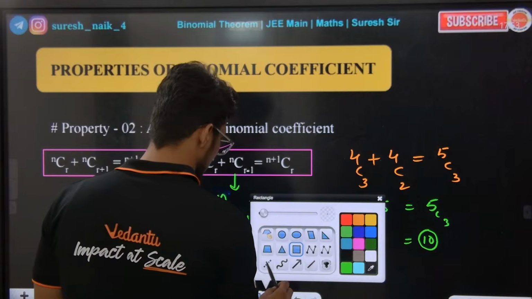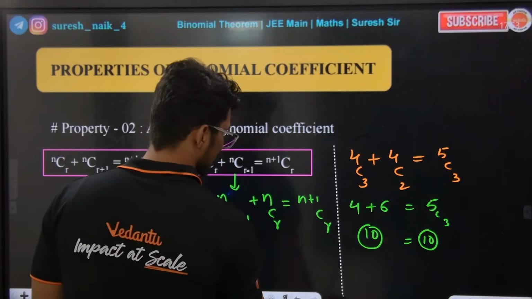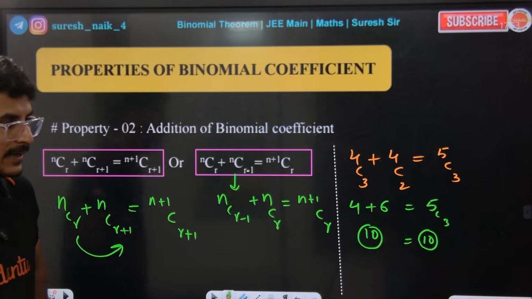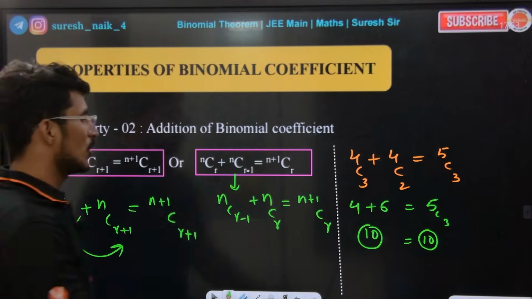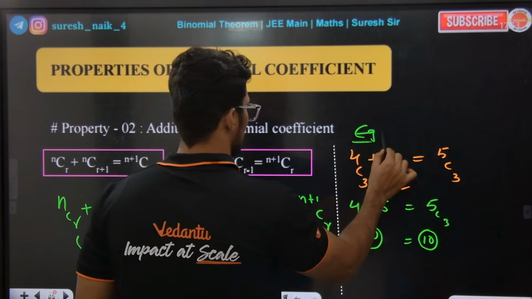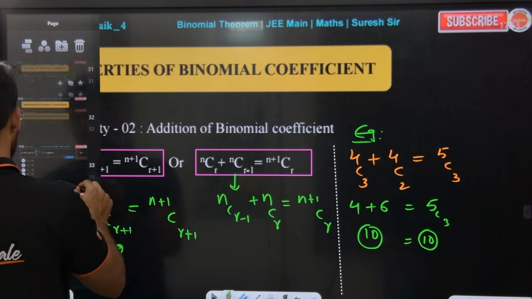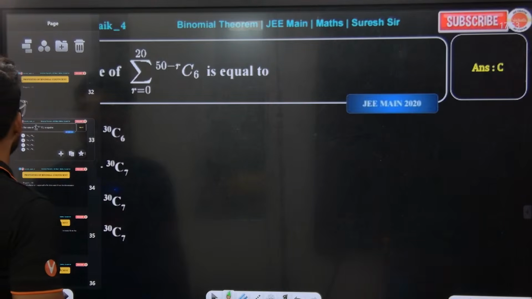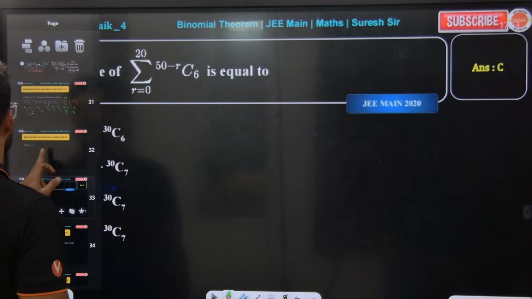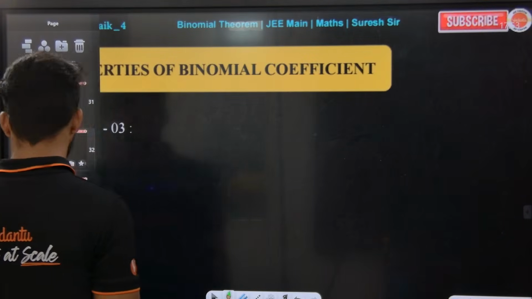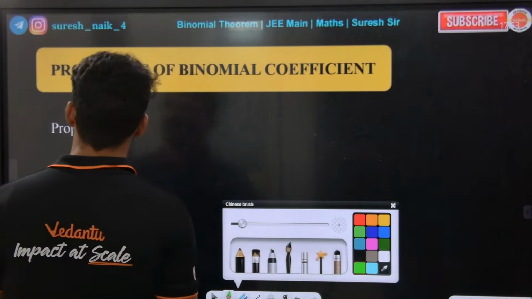Hope you people are understanding this concept. Clear? Yes sir. This is an example. If you apply a question to this, you will get an idea. Okay. Before getting into the question, I'll just teach you this.